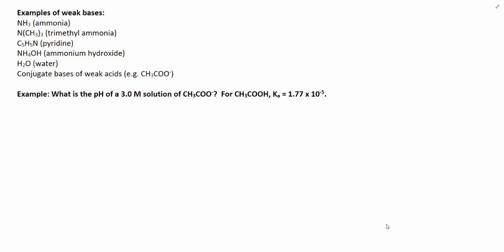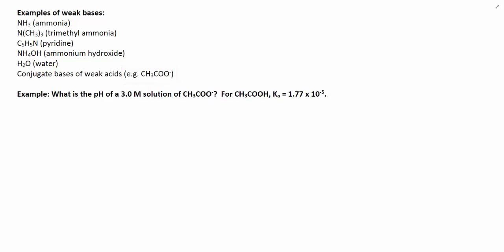Weak bases are those that don't fully dissociate in water. Some examples are amines such as ammonia or trimethylamine, pyridine, ammonium hydroxide, water, or any conjugate base of a weak acid. For example, acetic acid is a weak acid, and so this acetate ion here is an example of a weak base.